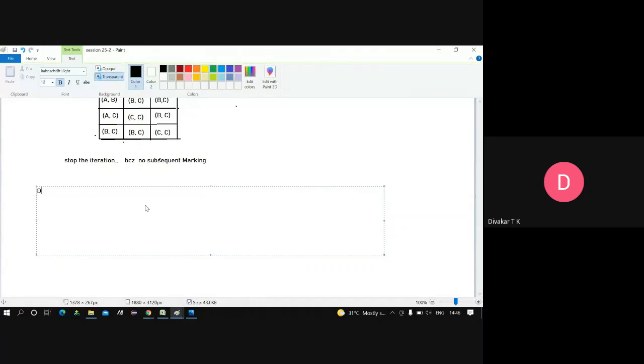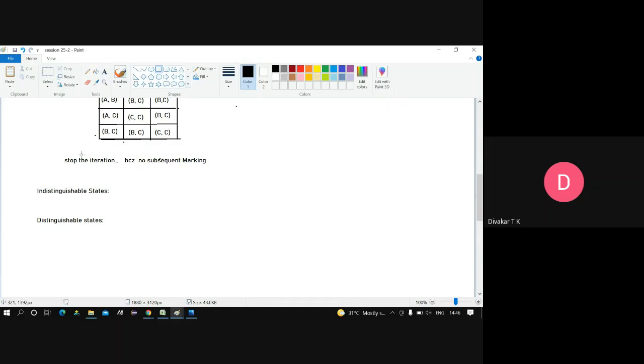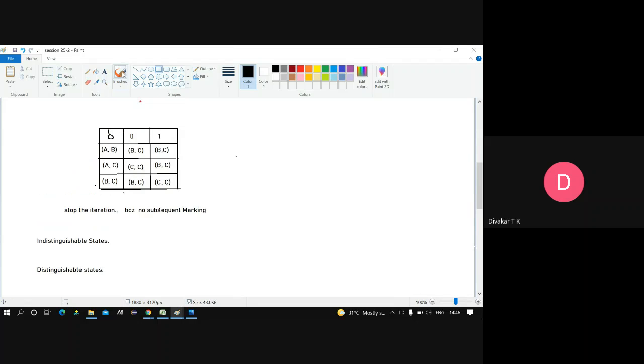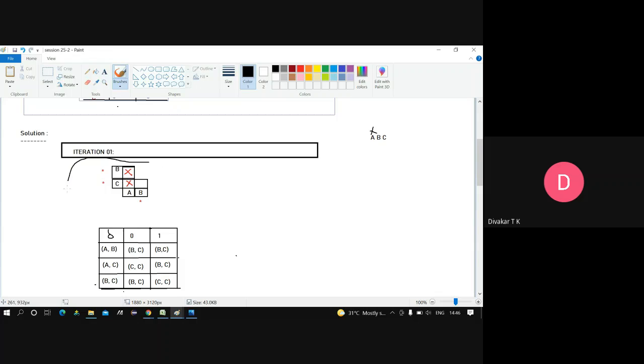We have to find the distinguishable states and indistinguishable states. We have two things: indistinguishable states and distinguishable states. We have to say that. So how do we find the indistinguishable and distinguishable states? Go to this table here.